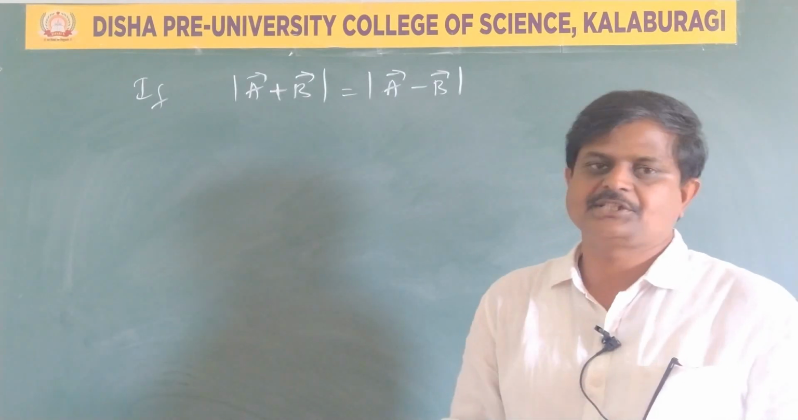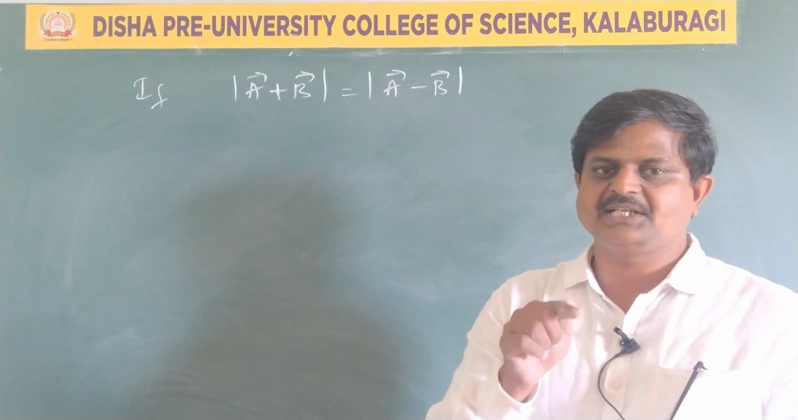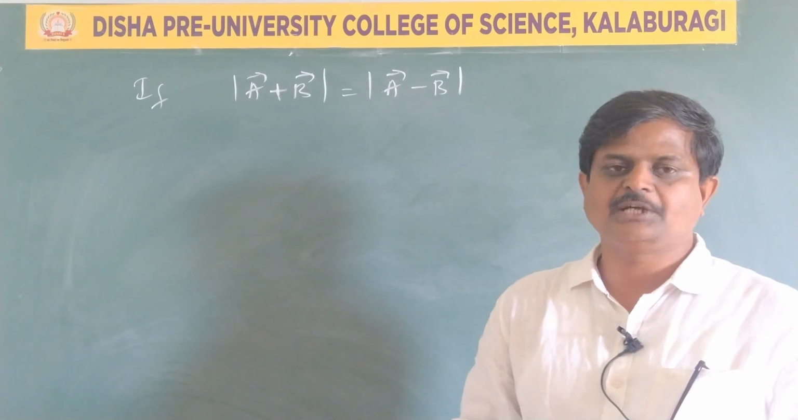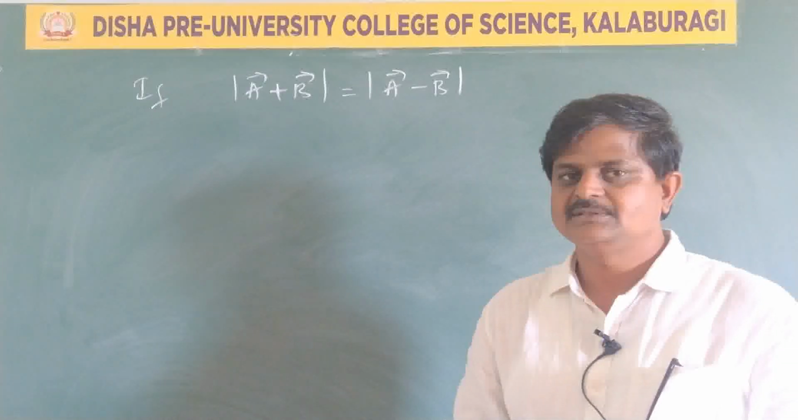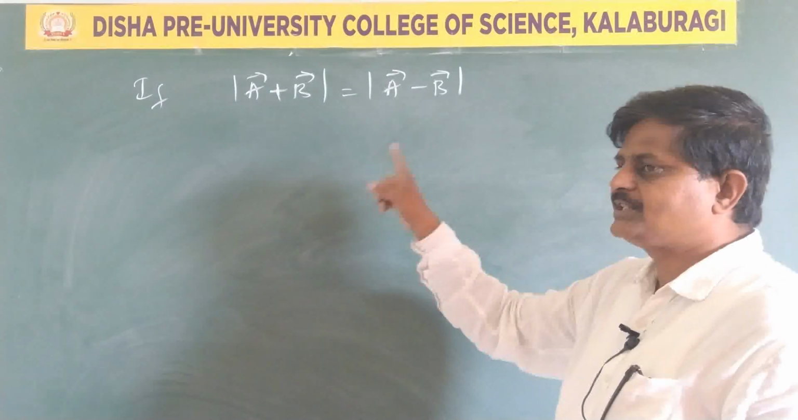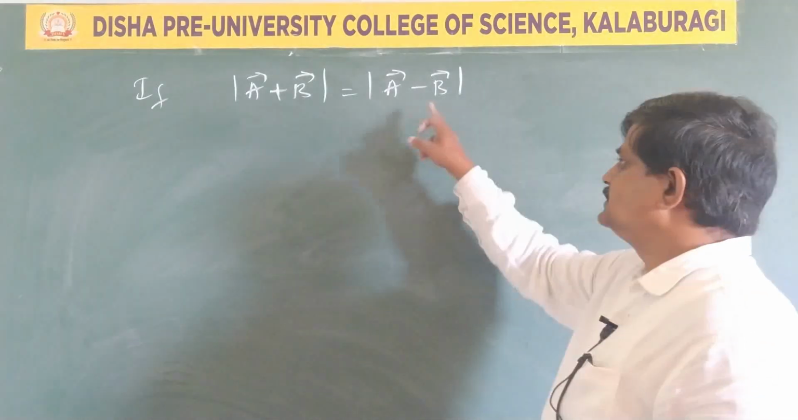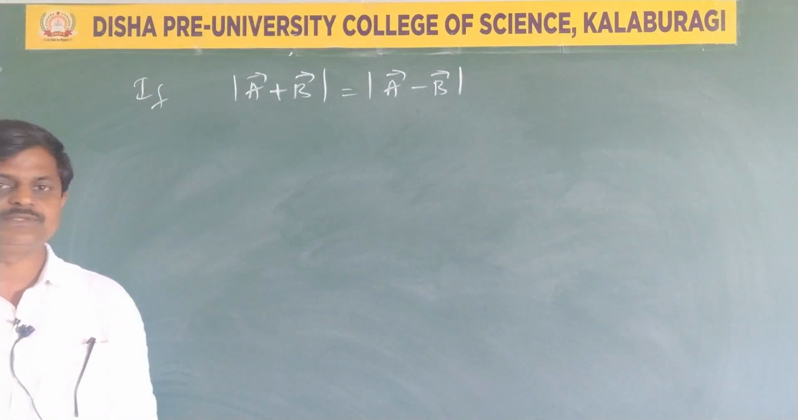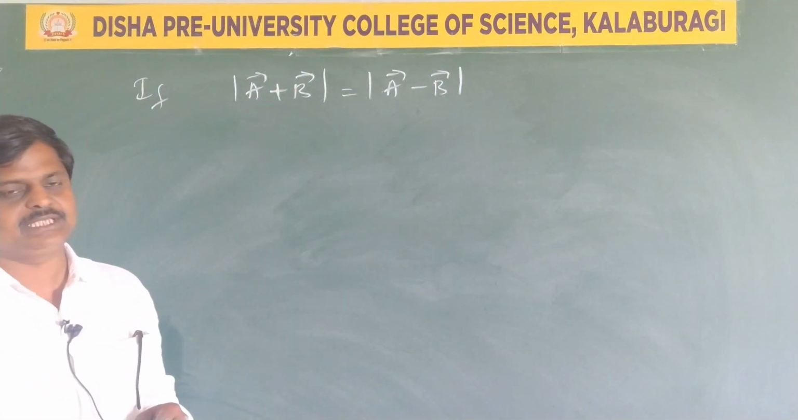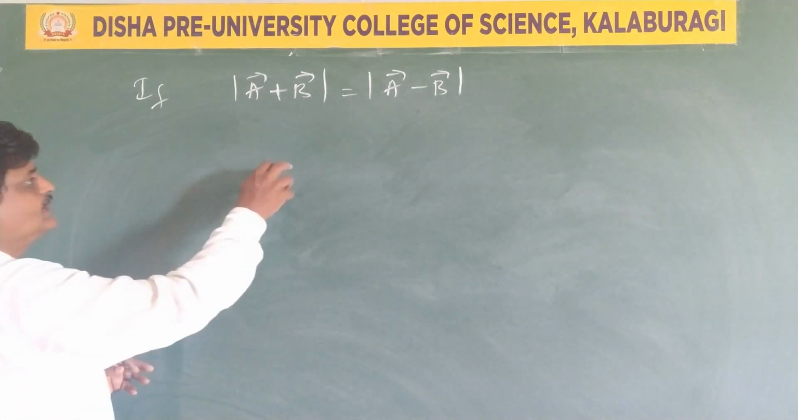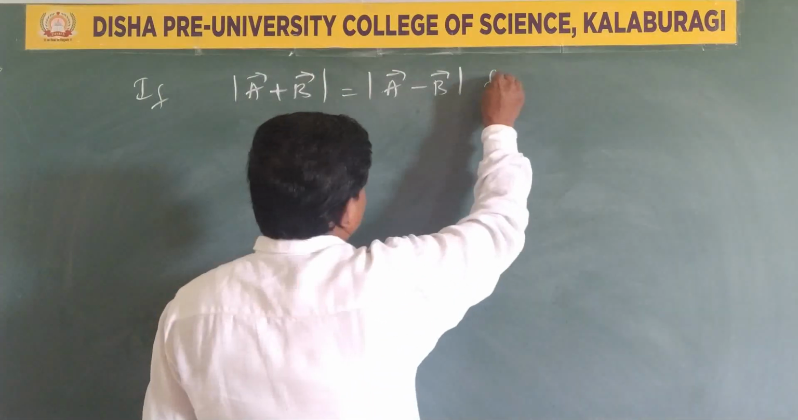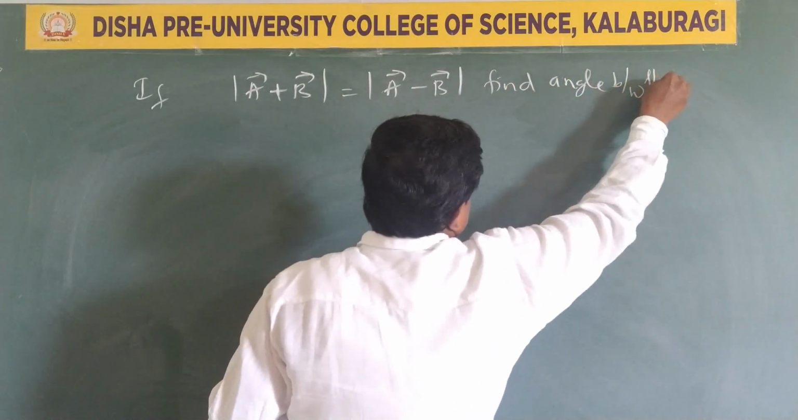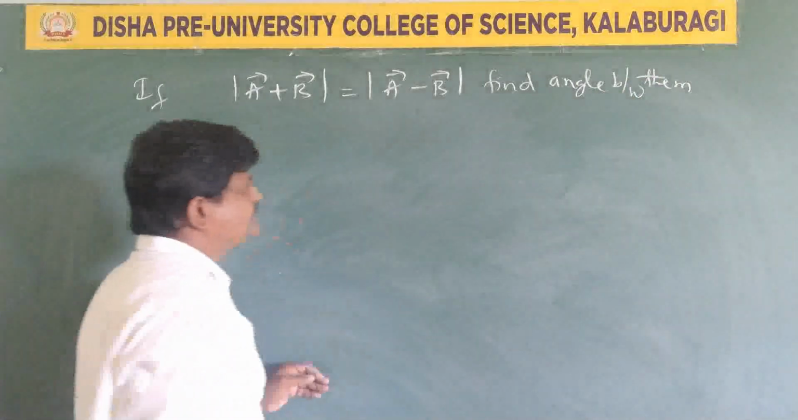Can you recall the parallelogram law of vector addition? Whenever two vectors act at a point, how do you find the resultant? R is equal to under root of a square plus b square plus 2ab cos theta. Agree? So here a plus b means the resultant is maximum, and this means minimum. For what angle is the resultant maximum? 0 degree. For what angle is it minimum? 180 degree. Now if these are equal, find the angle between them. This is framed under objective questions.